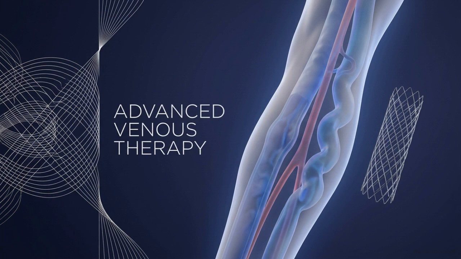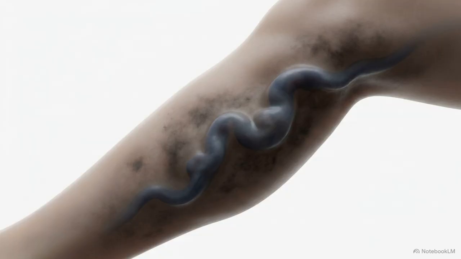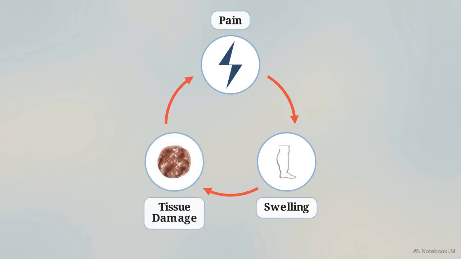Clinical Guidelines for Post-DVT Varicose Vein Treatment by Dr. Sina Rafat. Varicose veins in the post-thrombotic limb function as active mechanical drivers of post-thrombotic syndrome, perpetuating a cycle of chronic pain, swelling, and tissue damage.